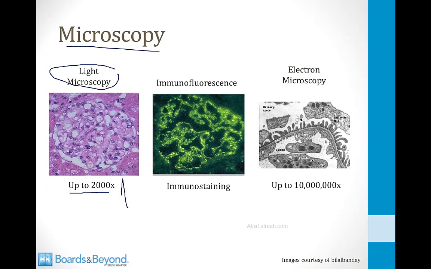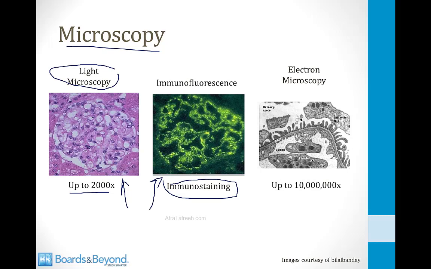And here I've shown a picture of a normal glomerulus. The second thing you can do is treat the sample with antibodies that light up under immunofluorescence. And this is a way to look for specific proteins or antigens. And this is called immunostaining. And this is a picture here of a glomerulus that's been stained with immunofluorescence.